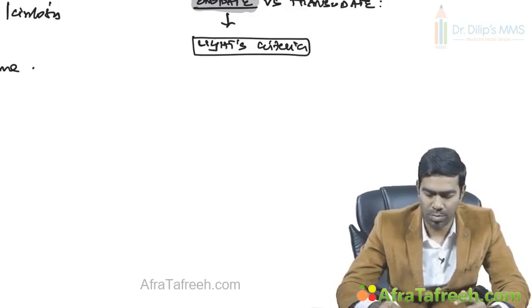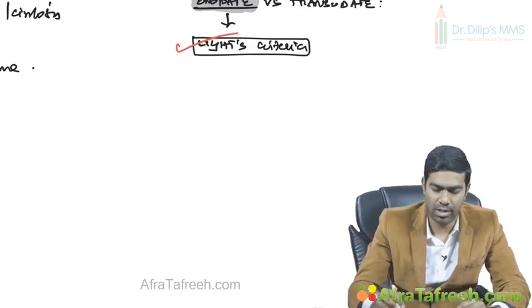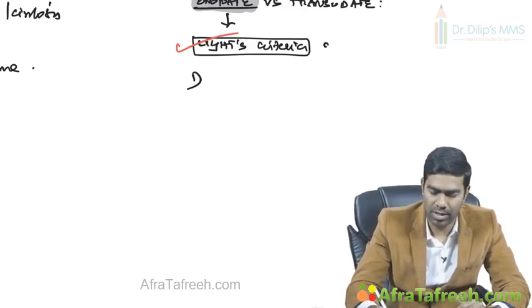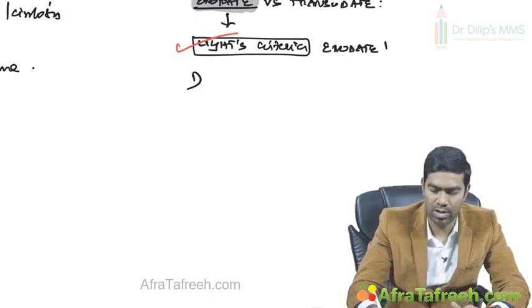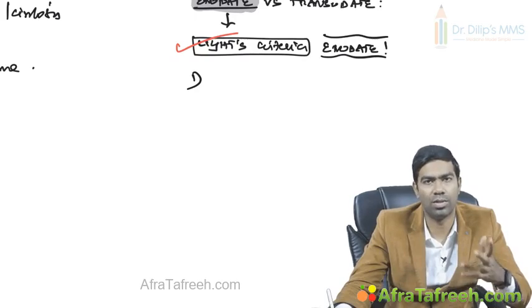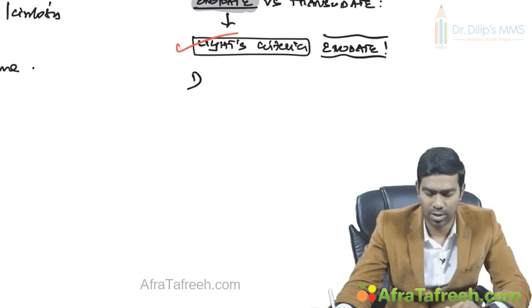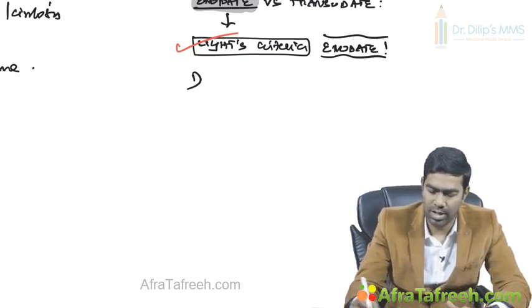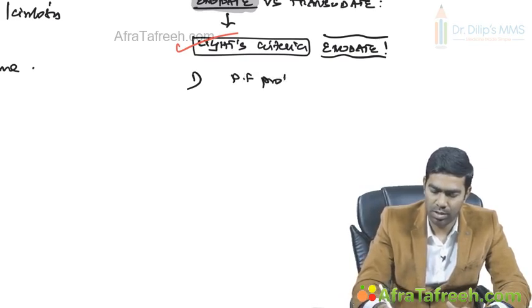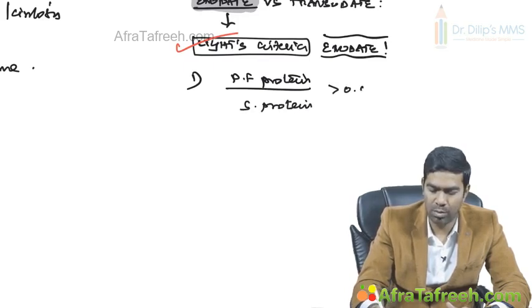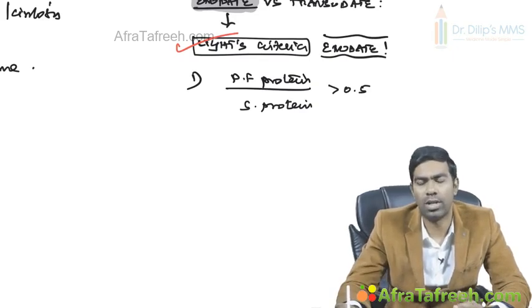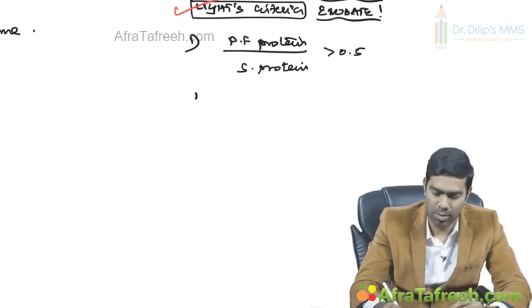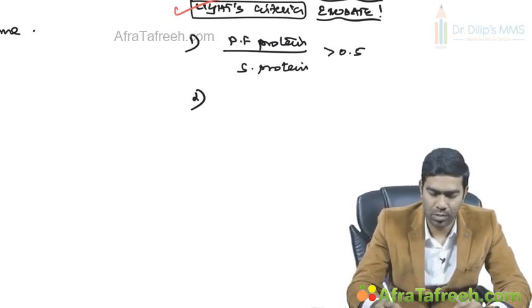Anyways, what do you mean by Light's criteria? Light's criteria is to diagnose an exudate. It's not differentiating a transudate or an exudate. It tells you that if you have these characteristic features in the pleural fluid, it's likely to be an exudate. When you take the pleural fluid protein and compare it with the serum protein, if the ratio is more than 0.5, that is, if the pleural fluid protein is more than 50% of the serum protein, then it's supposed to be an exudate.